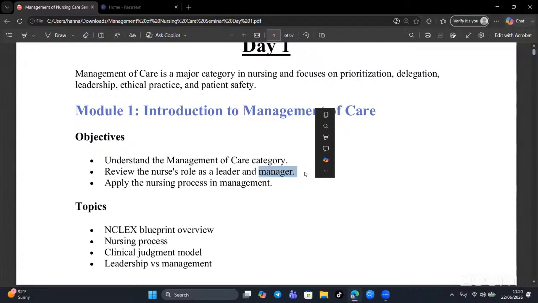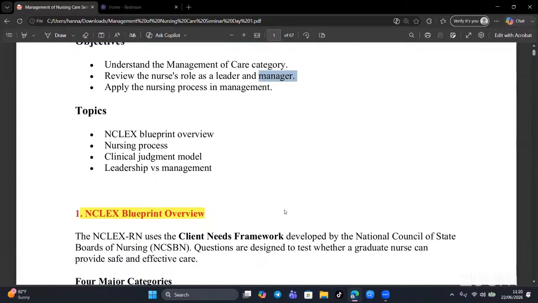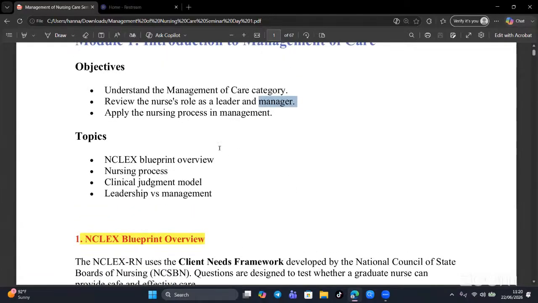Yes, today I'll show you who is a leader and who is a manager, because we are dealing with management of nursing care. Then we apply the nursing process in management. Nurses, we work with a process. We call it the nursing process. So we are going to apply it to management.